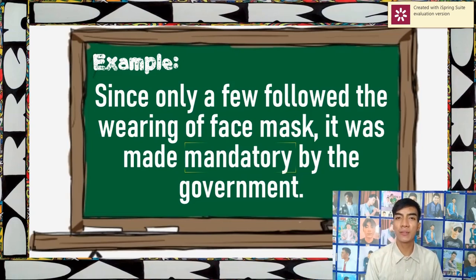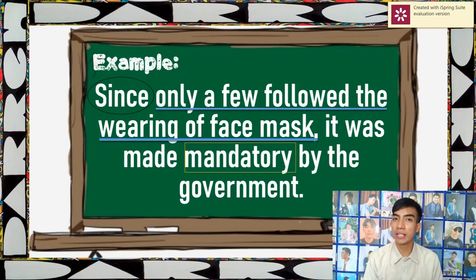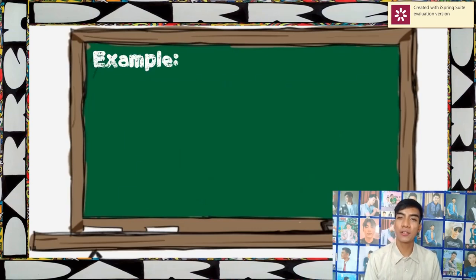The unfamiliar term here is the word mandatory. The sentence uses the word since to indicate the cause, which is only a few followed the wearing of face masks. As an effect, the government made it mandatory. From this cause-effect relationship, then, mandatory means people are required or demanded to wear face masks. So let's have the second one.